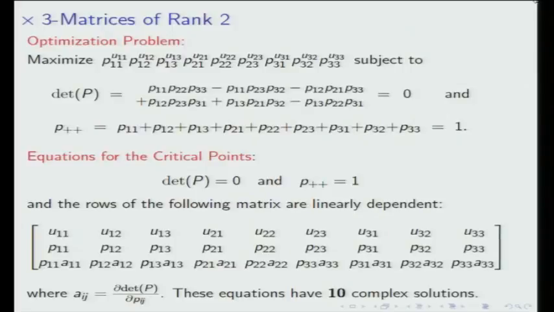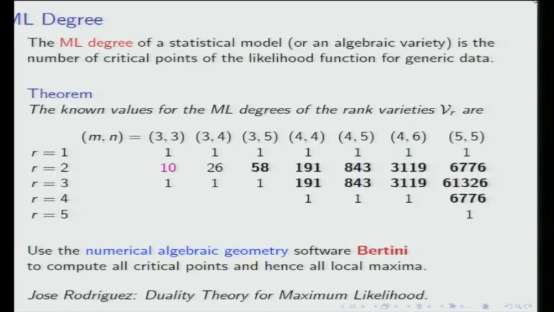Again, what you usually do is replace this with the logarithm, right? So it becomes Uij times log Pij. And if you take the derivative of the logarithm, you get 1 over x. So that's an algebraic problem. It's sometimes called logarithmic geometry, right? So we take the logarithm, and the derivative of the logarithm is 1 over x. So here's a theorem that tabulates the known values of the ML degree for the rank varieties VR. VR is the complex projective variety of matrices of rank at most R.